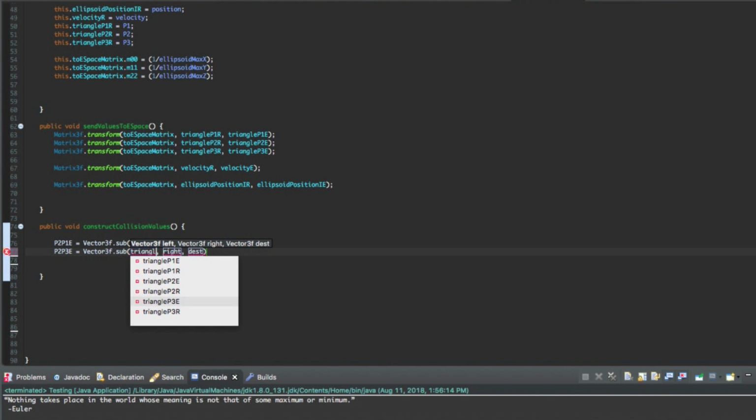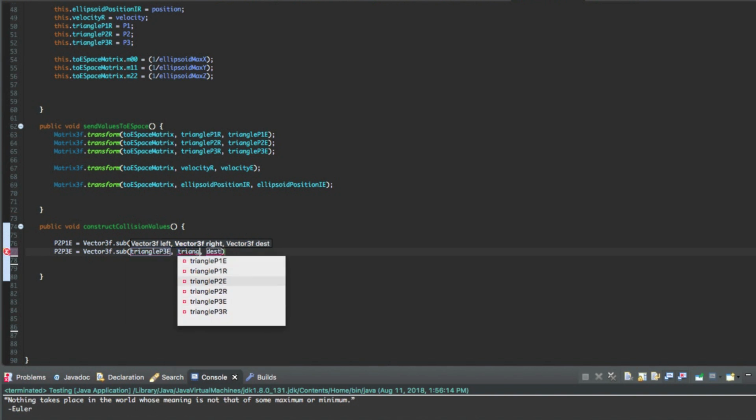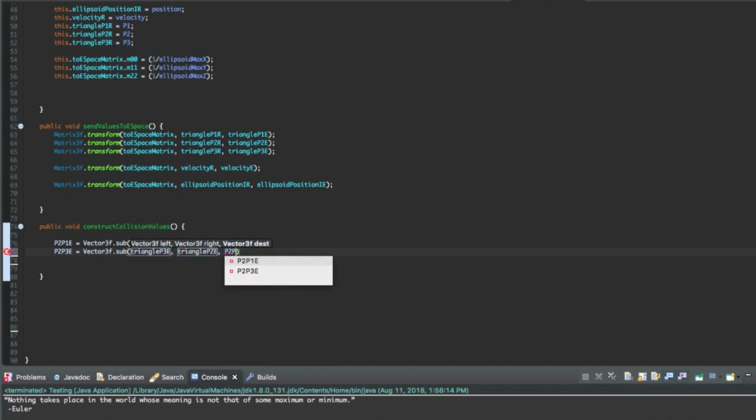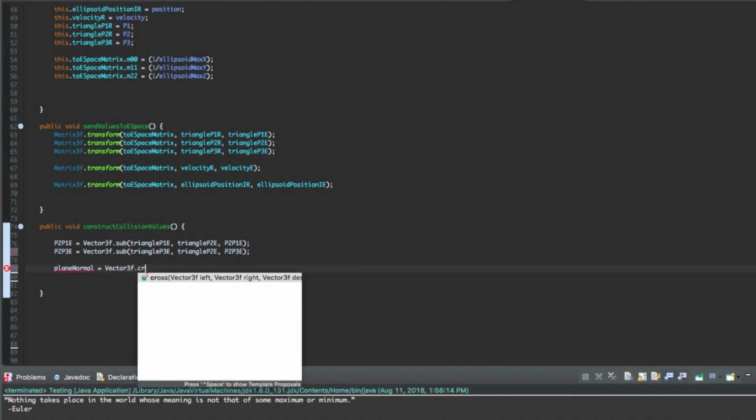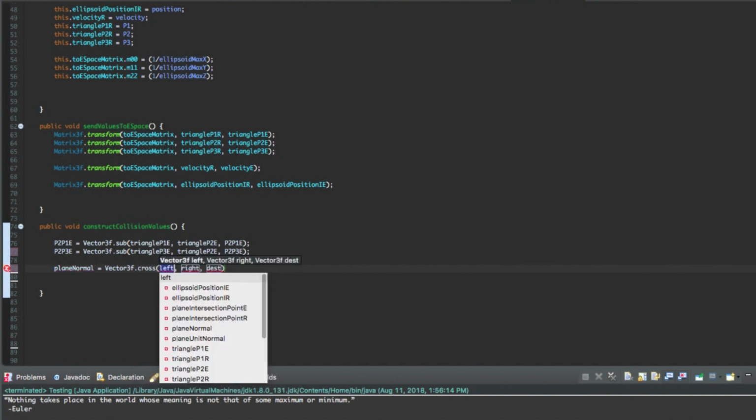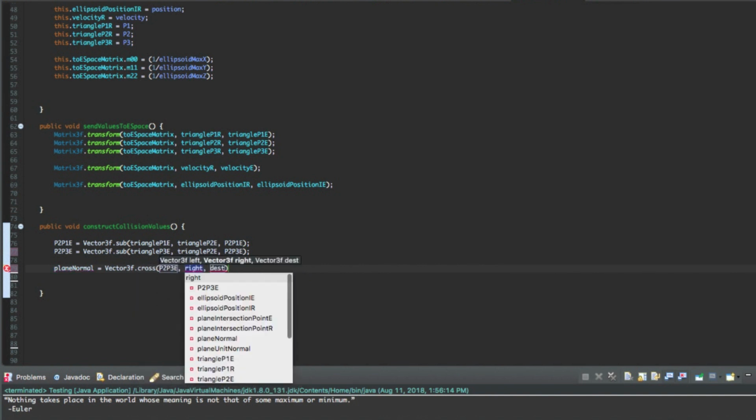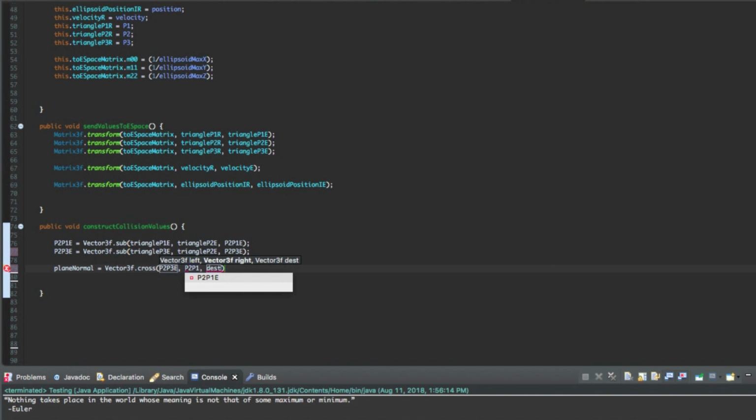And then we'll do the same thing between points 2 and points 3. So Vector3f.sub triangle P3E, triangle P2E, and store it in P2P3E. And it's very important that you get those in the correct order. So now we can calculate our plane normal by taking Vector3f.cross P2P3E, P2P1E, and store it in that plane normal. And once again, it is very important you get the order of those correct, otherwise we'll be getting negative values.